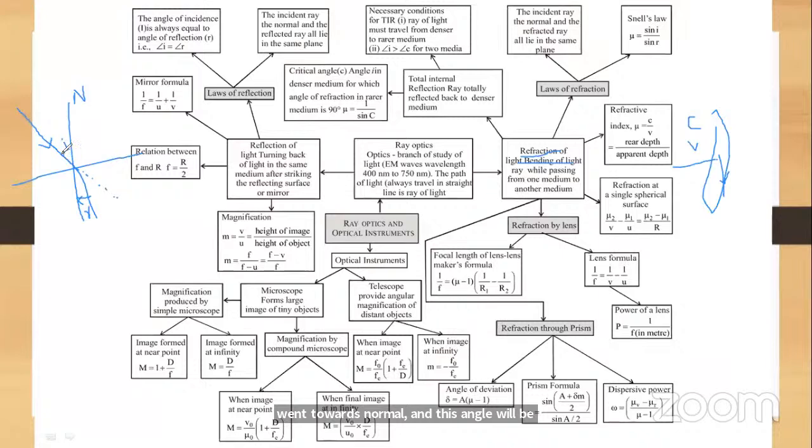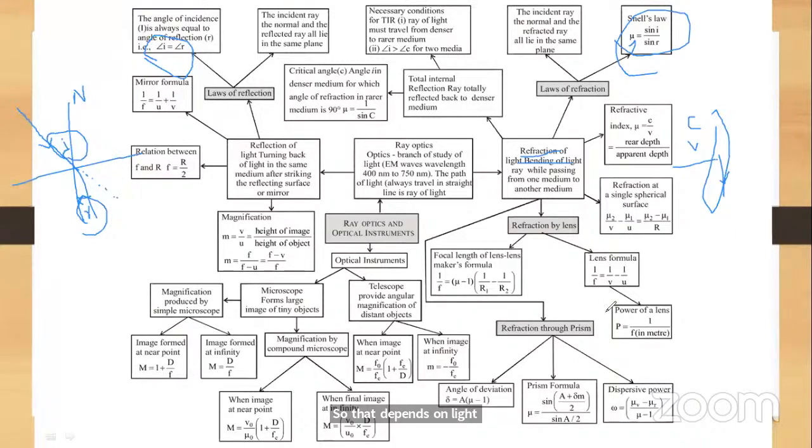Now you can observe that the angle of incidence and the angle of refraction are not equal. So here we are supposed to use another law called Snell's law. In reflection, the angle of incidence is equal to the angle of reflection, but here the ratio of the sine of the angle of incidence to the sine of the angle of refraction is a constant, which we call mu. This mu is called the refractive index of the medium.